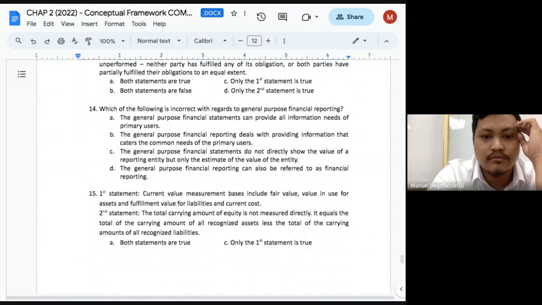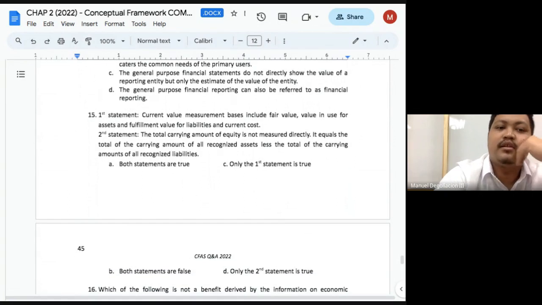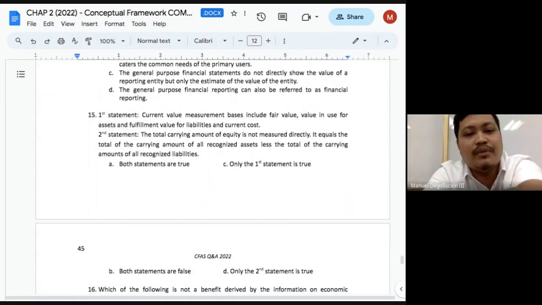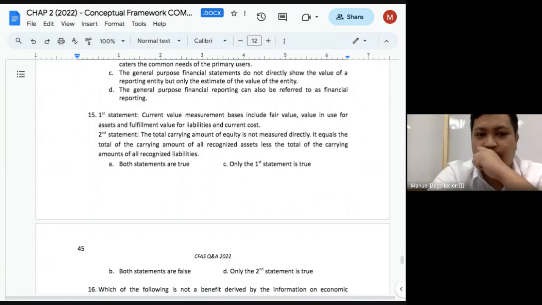That in the framework is referred to as financial reporting. Number 15, first statement: current value measurement bases include fair value, value in use for assets, and fulfillment value for liabilities and current cost. Is the first statement true or false?